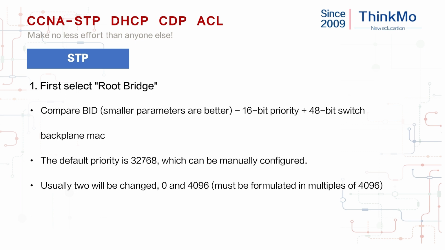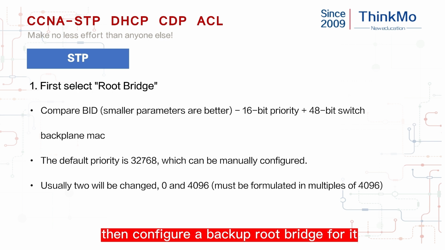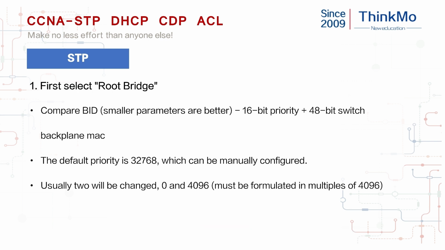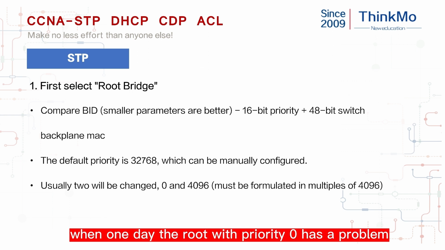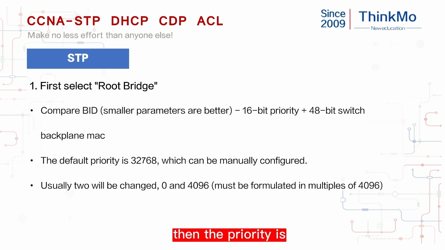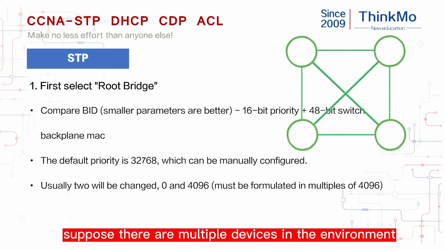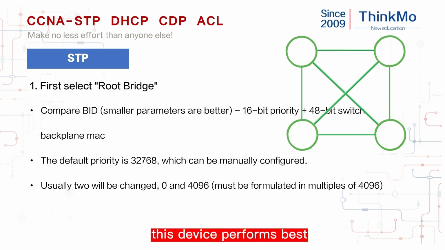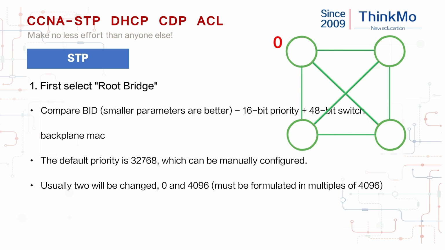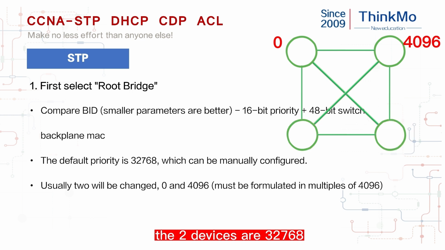When we configure a root bridge, we then configure a backup root bridge for it. The backup root bridge is for when one day the root with priority 0 has a problem; then the one with priority 4096 becomes the root. Generally speaking, suppose there are multiple devices in the environment. For example, this device performs best, so I give it a configuration priority of 0. This device is the next best, so I configure it to 4096. The other two devices are 32768.